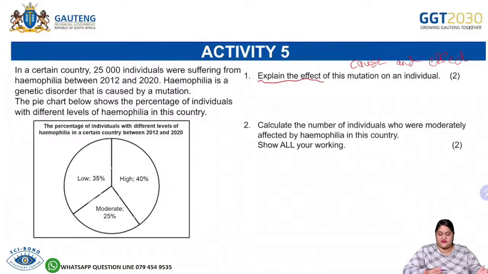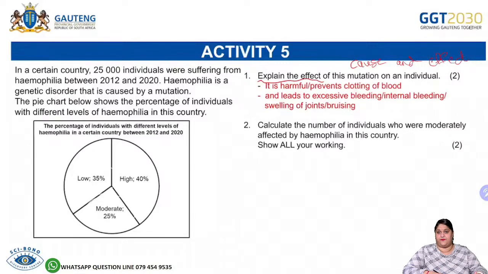You must mention a cause, and then you must mention an effect. Okay, so what will this cause? What is the problem with this one? It is harmful. It prevents the clotting of blood, which is harmful, right? That's bad. It leads to excessive bleeding, internal bleeding, and swelling of the joints, okay, and bruising. So it's a problem, right? It can cause all of these issues. So you just need to explain to us what it is. If you had just said prevents the clotting of blood, leads to excessive bleeding, you would have gotten 2 marks.